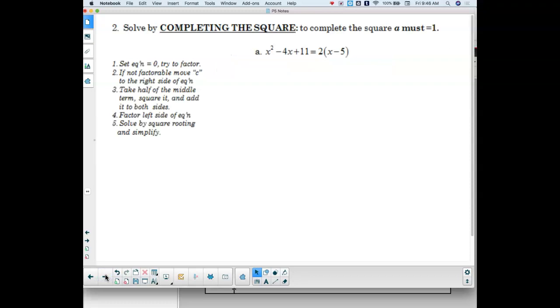Completing the square. First thing we got to do with completing the square is we've got to get it equal to 0. Common theme. So if I'm going to get it equal to 0, first I'm going to distribute over there. That gives me 2x minus 10.